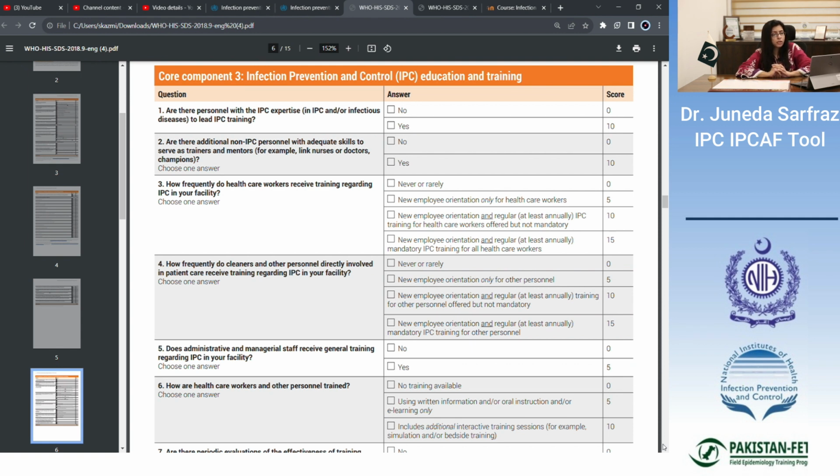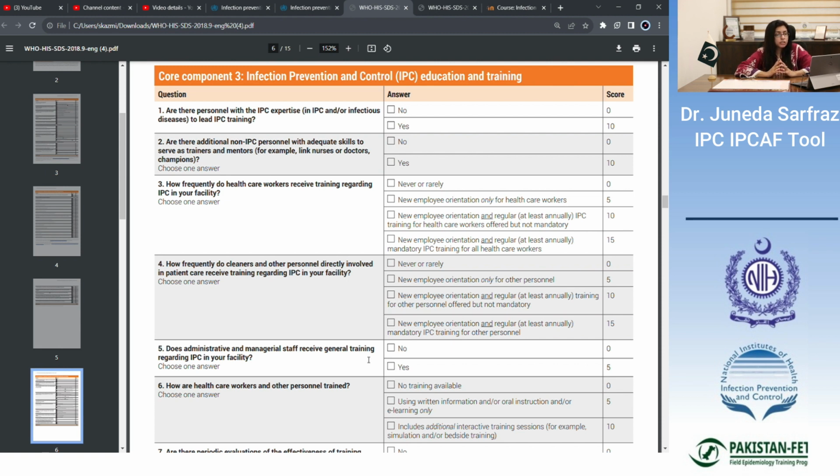Are there additional non-IPC personnel with adequate skills to serve as trainers and mentors? So you have to choose the answer. How frequently do healthcare workers receive training regarding IPC in your facility? How frequently do cleaners and other professional staff involved in patient care receive training regarding IPC? These are so important, and for those of us who have been through the COVID-19 epidemic, you would understand how important these things are.